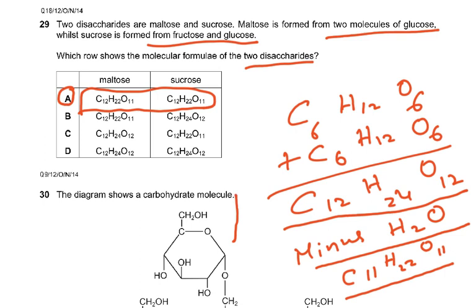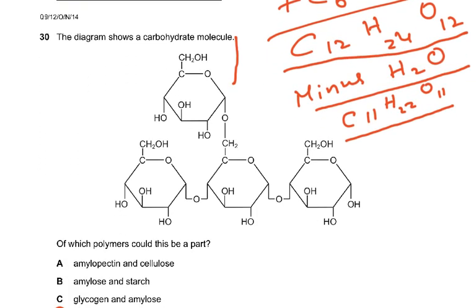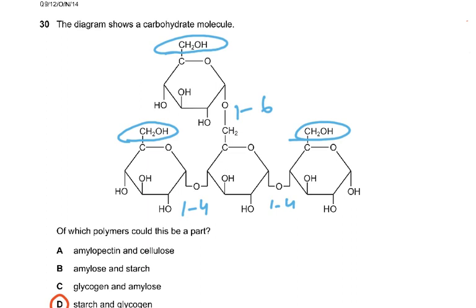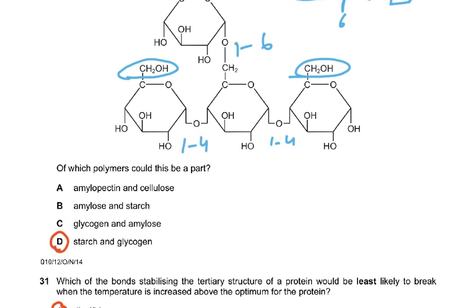Question 30, the diagram shows a carbohydrate molecule. Now you can see how I have outlined the 6-carbon ones, which are all in one direction. If it was cellulose, then you would see the carbon flips. So if you have a 6 up, then in the next one the 6 is down. You would find a structure like this. This would definitely be cellulose. But here, because it's all 1-4 and 1-6, it has to be starch or glycogen, and it could not have been cellulose.